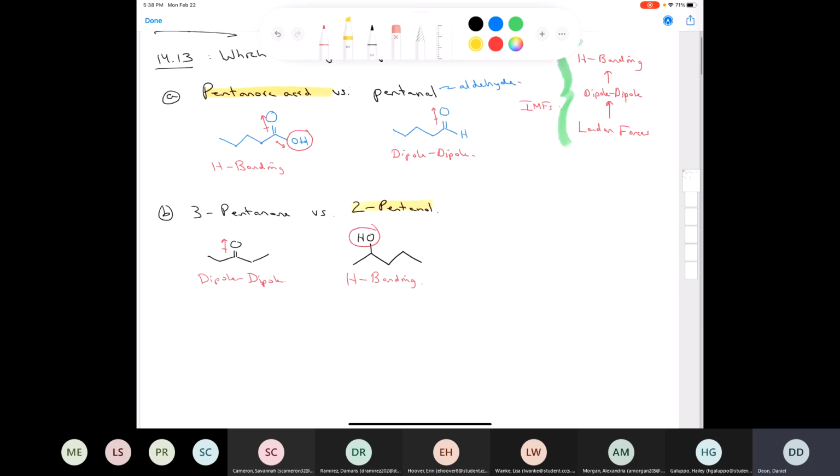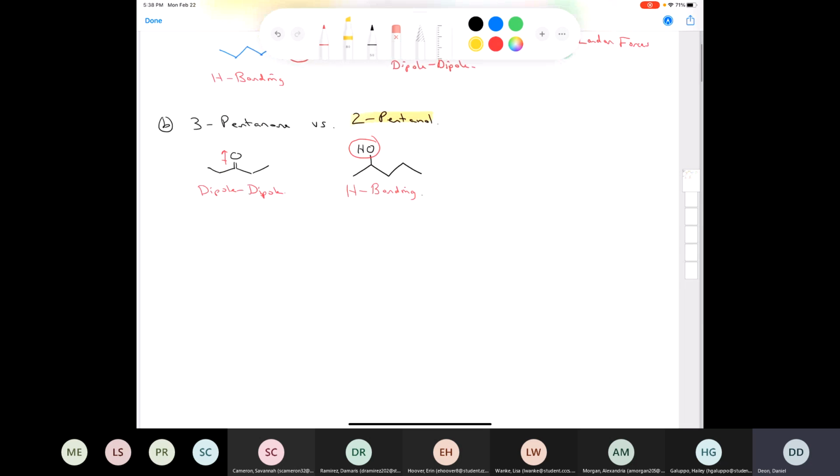All right. Next, if we look at C, we'll try one more. It says 2-pentanol versus pentane. So hopefully this one will be pretty quick. 2-pentanol, which we just drew, versus pentane. Well, pentane is an alkane, right? It's a 5-carbon alkane.